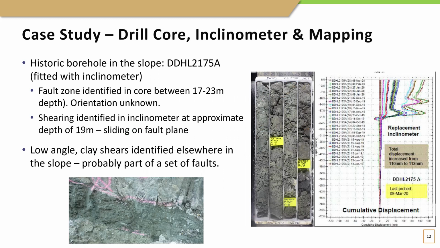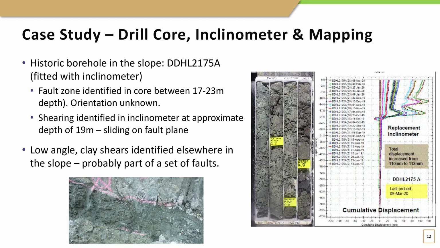An investigation into why the failure occurred commenced, and it began with a review of historic data. A borehole fitted with an inclinometer actually went through the failure. In the drill core, which you can see in the center of the screen, a fault zone was identified between 17 and 23 meters with an unknown orientation.